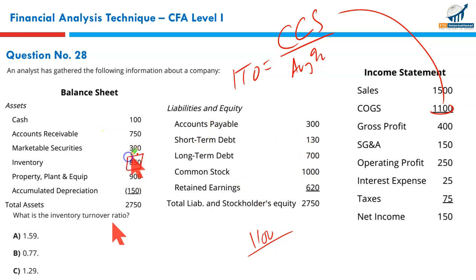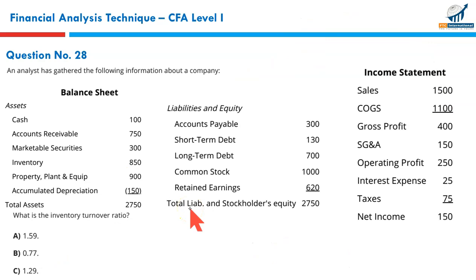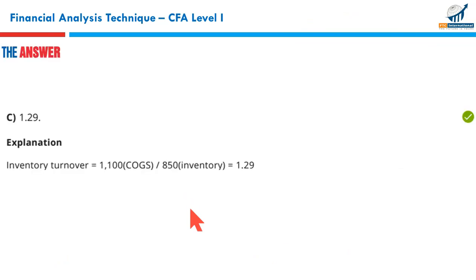When average is not possible, remember CGS is for the whole year. Inventory must be for the whole year as well, so it must be an average, but we can't find the average because we have just been given the closing balance sheet. So we can at least calculate 1100 upon 850. Whatever is given, use it. It's 1.2929, so that makes C the correct option. And as you can see, C it is.